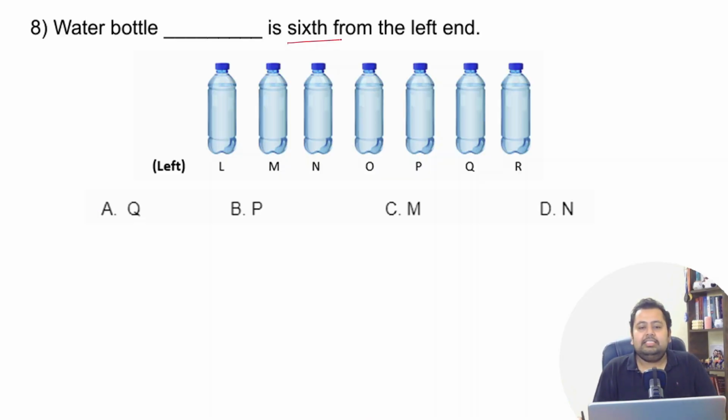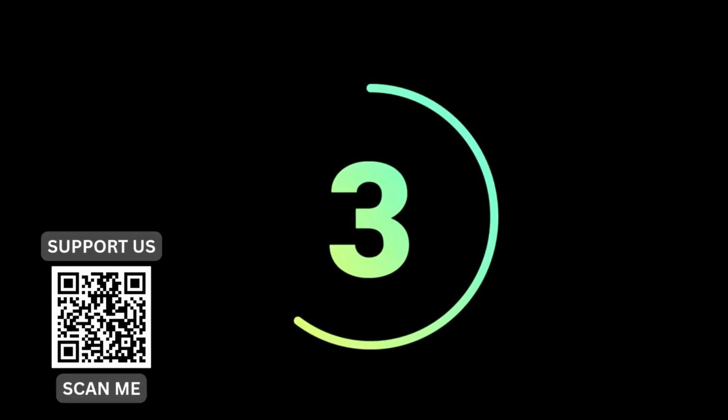Water bottle dash is sixth from the left end. So this is the left end. You see some water bottles have been given over here. So which water bottle is sixth from the left end? Find out and then look at the solution.